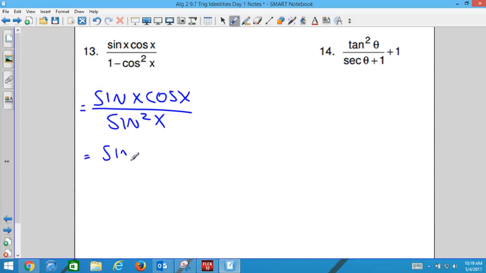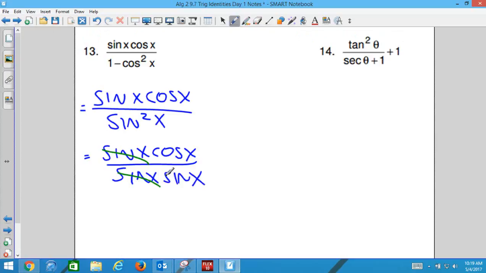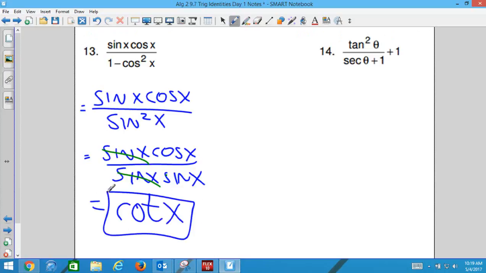So on top, we've got sine x, cosine x. On the bottom, we have sine x, sine x, because it's squared, it's two times. And so, since the bottom is factored, we can cross out sine x. On the top and bottom, we canceled out sine x, and I have cosine x over sine x left, and that is cotangent.